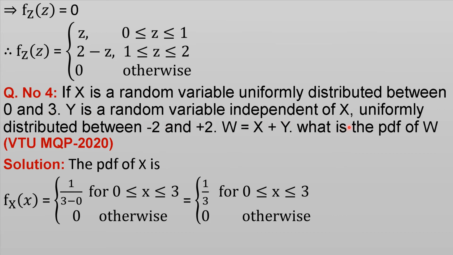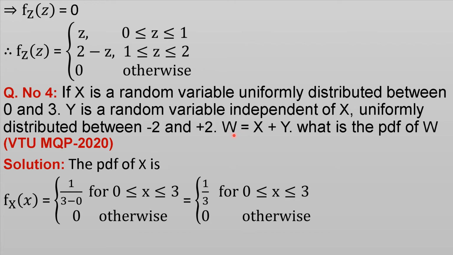So X and Y are two independent random variables, and Y is uniformly distributed between -2 and +2. So the probability density function of Y will be 1 by (2 minus (minus 2)), which is 1 by 4, for all y values between minus 2 and plus 2. So we have the probability density function of X and of Y. Now W is the sum of two independent random variables X and Y. What is the probability density function of that sum? Just like the previous question, and this is a question from the model question paper of 2020.